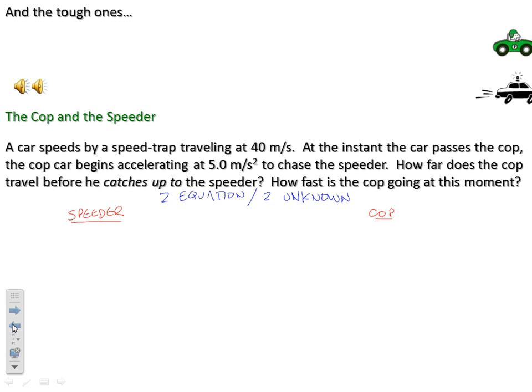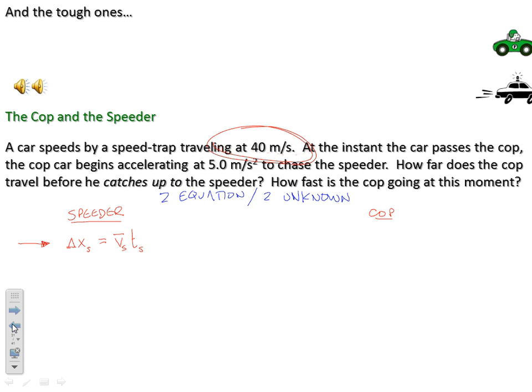In general, we can talk about what the speeder does. Well, the speeder moves at a constant velocity, and therefore we can write an expression for how far the speeder travels. Well, that depends on how fast he moves on average and the amount of time that he travels for. Because we know this thing moves at a constant speed, we can write a nice simple expression for his change in position as a function of time. Okay? We can do the same thing for the cop.